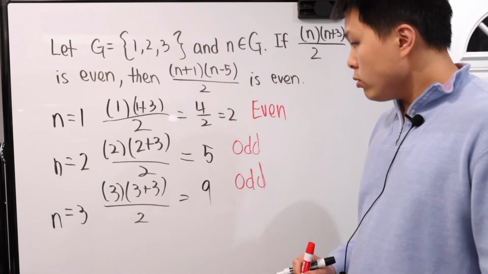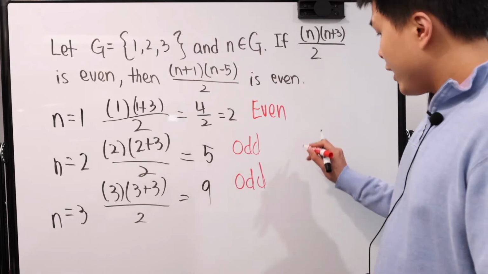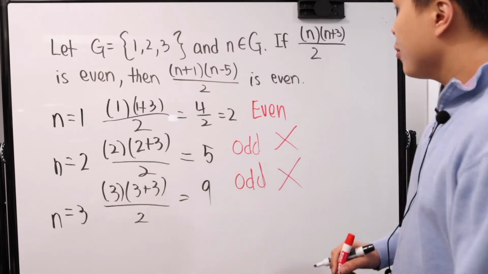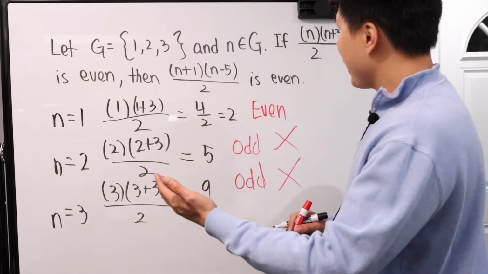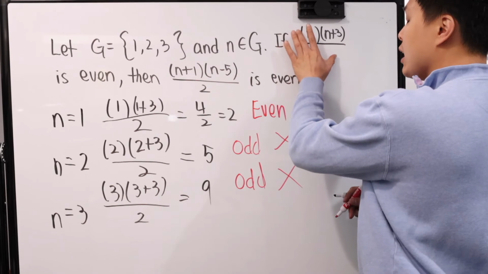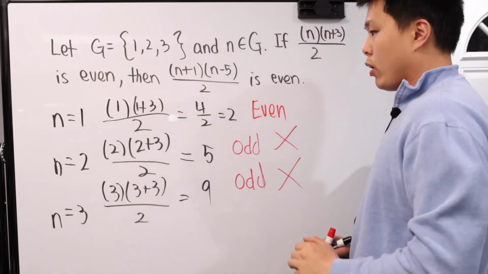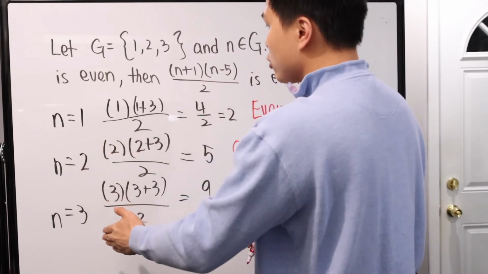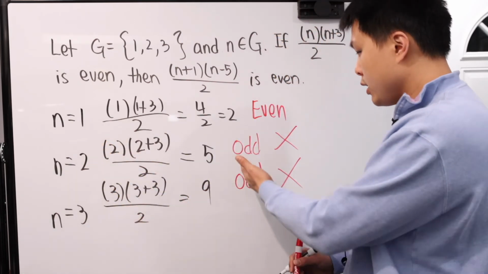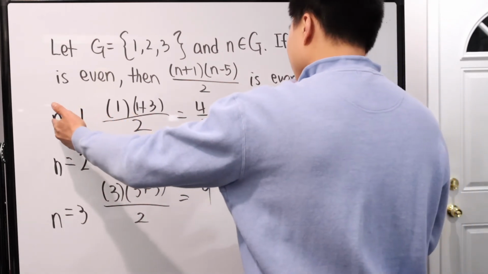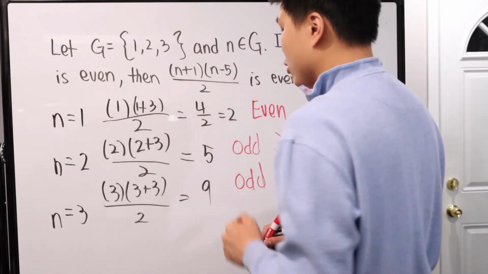Okay. Well, guess what? I don't care about this. I don't care about this either. Why? Because the only thing I'm paying attention to is if this statement right here is even, then I want to prove that this right here is even as well. Well, for n equals 2 and n equals 3, they're odd. The statement's odd itself, so it doesn't matter to me. I only care if it's even. And the only one that makes it even is this one right here, where n equals 1.